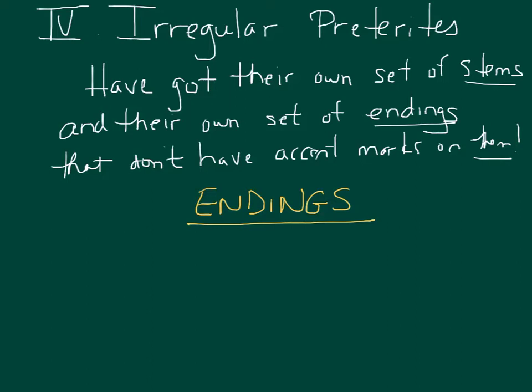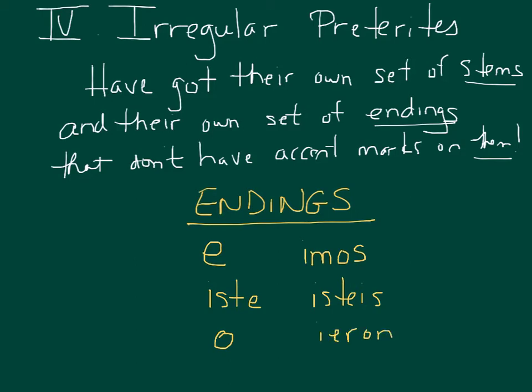And the endings are: e in the yo form, iste in the tú form, o in the él/ella/usted form, imos in the nosotros, isteis in the vosotros, and ieron in the ellos form. These are almost a hybrid between the AR and the ER endings. But again, this set of endings goes for just the irregular preterites. And there are no accent marks on any of these.